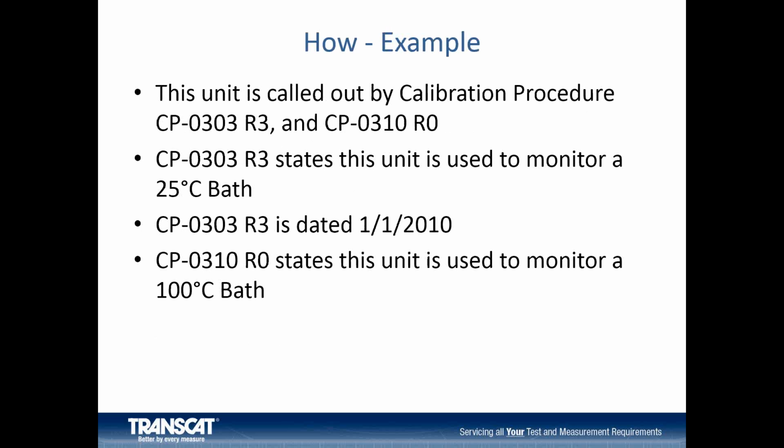So for our example, our little thermometer was called out in 2 calibration procedures. In one of them, the cal procedure says to use it to monitor a 25-degree bath. And let's say the other cal procedure says to monitor a 100-degree bath. So we figured out how we're exactly using it. Now's the time to start analyzing the impact.